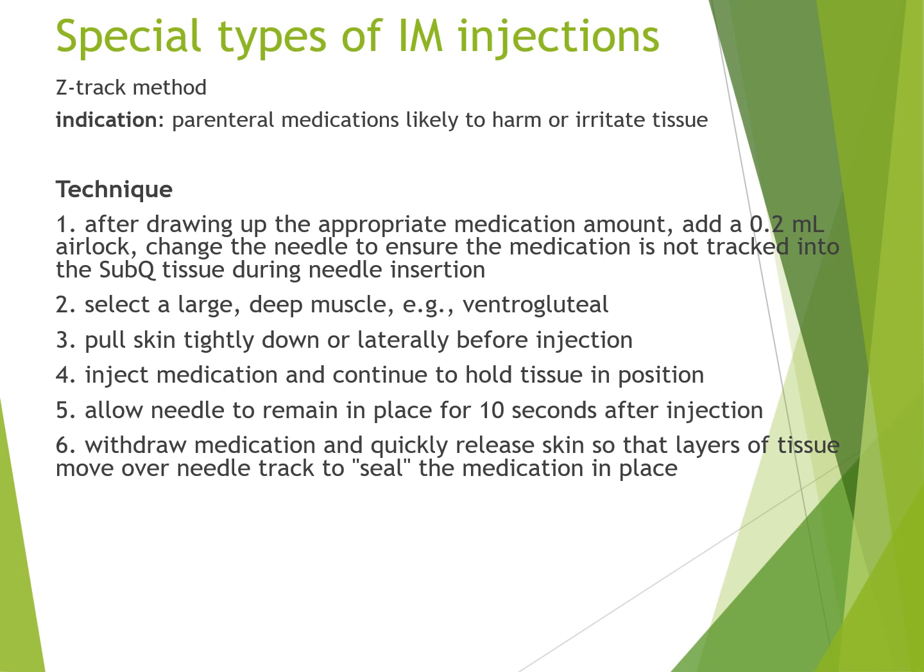Select a large deep muscle, like the ventrogluteal, for example, and pull the skin slightly down or laterally before injecting. And then, of course, inject the medication and continue to hold the tissue in position. You allow the needle to remain in place for about 10 seconds after the injection. Then you immediately withdraw the needle and quickly release the skin so that the layers of tissue move over the needle track to seal the medication in place like a Z. Okay, that's really where it got its name from.